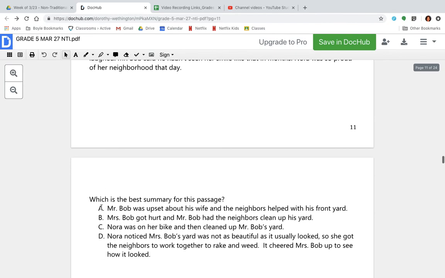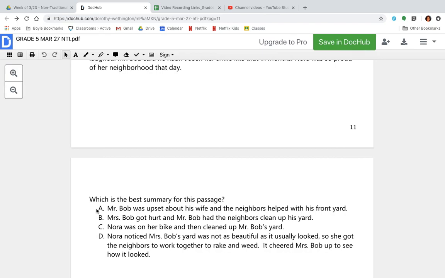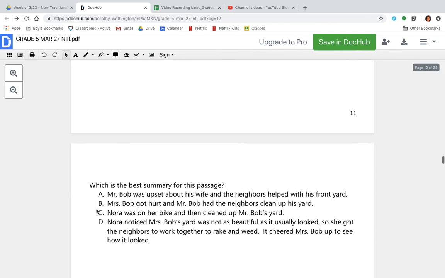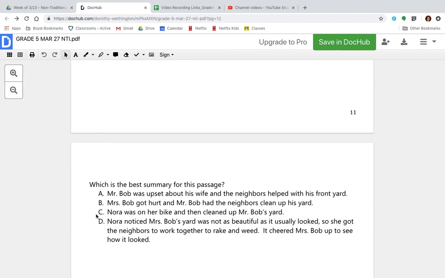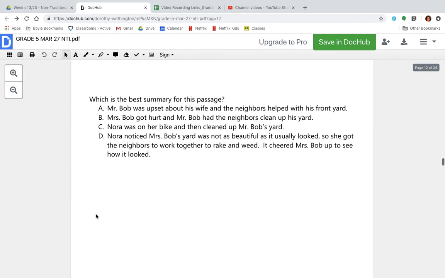Which is the best summary for this passage? A. Mr. Bob was upset about his wife and the neighbors helped with his front yard. B. Mrs. Bob got hurt and Mr. Bob had the neighbors clean up his yard. C. Nora was on her bike and then cleaned up Mr. Bob's yard. Or D. Nora noticed Mrs. Bob's yard was not as beautiful as it usually looked, so she got the neighbors to work together to rake and weed. It cheered Mrs. Bob up to see how it looked.